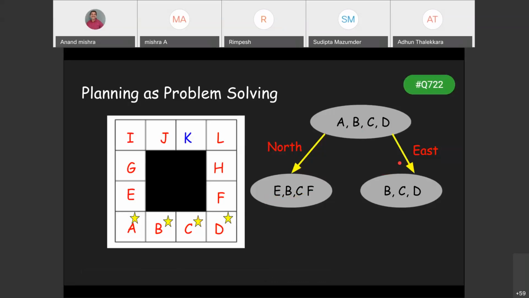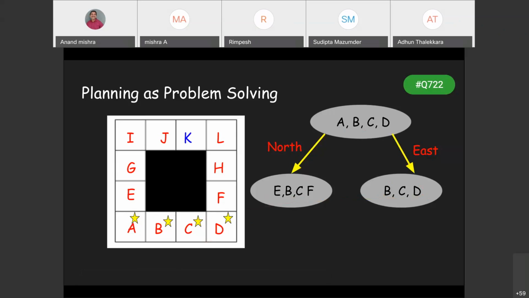Similarly, if I am asked to move east, A will be moved to B, B will be moved to C, C will be moved to D, but D there is no option of moving, so the next state is BCD. So this set of states is nothing but the possible locations where my agent can be. One of these locations my agent can be.